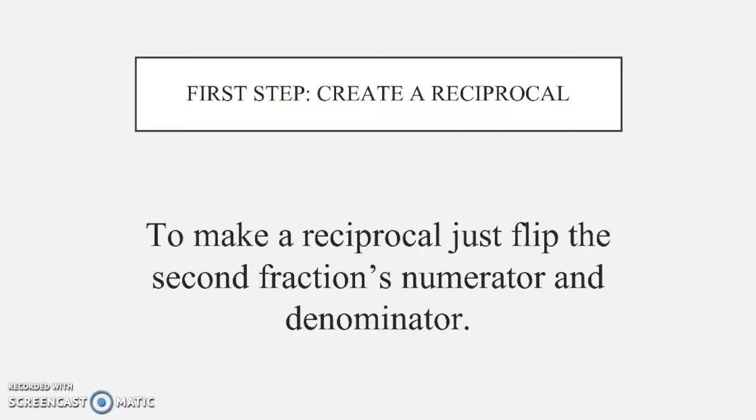The first step is to create a reciprocal. To make a reciprocal, just flip the second fraction's numerator and denominator. So, what this means is you take the top number and exchange it for the bottom number. That way the two numbers switch places.